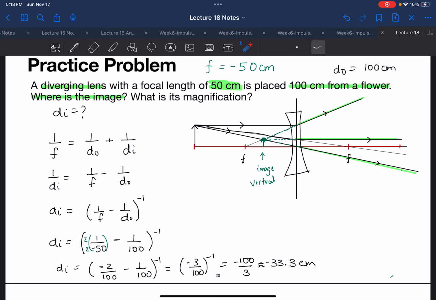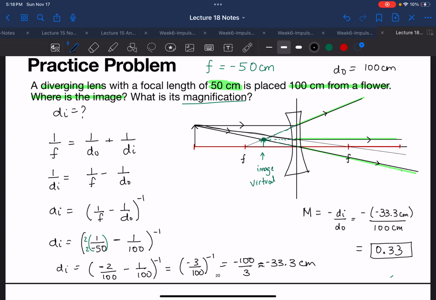And then if I were to calculate the magnification, which we're asked to do, let's go ahead and just do that real quick. Magnification is equal to minus image distance over object distance. So minus image distance, which is 33.3 centimeters, over object distance, which is 100 centimeters. This gives us about 0.33. Notice that this number is both positive and smaller than 1.